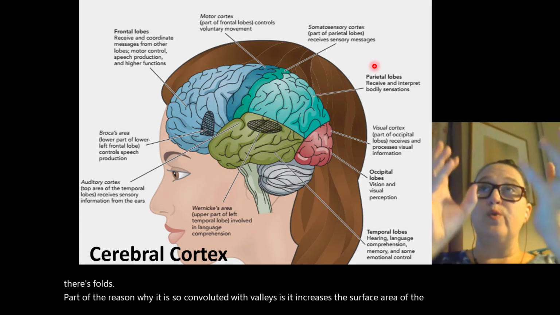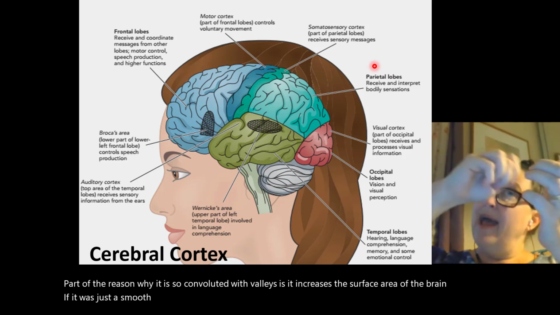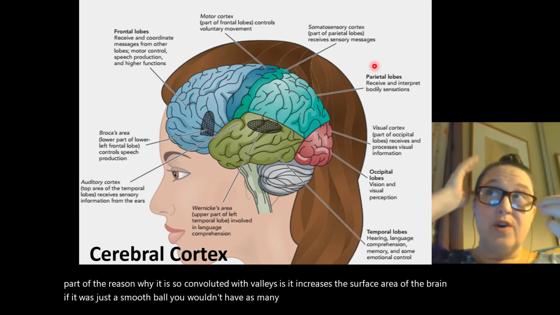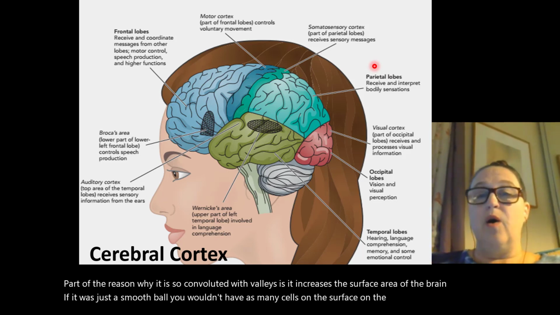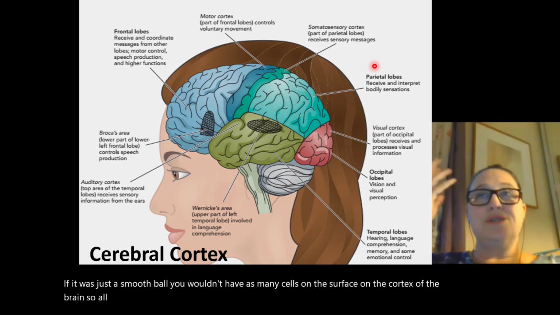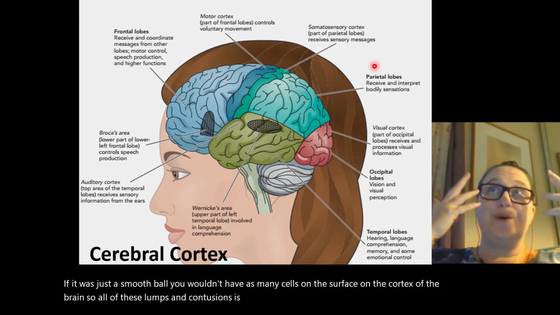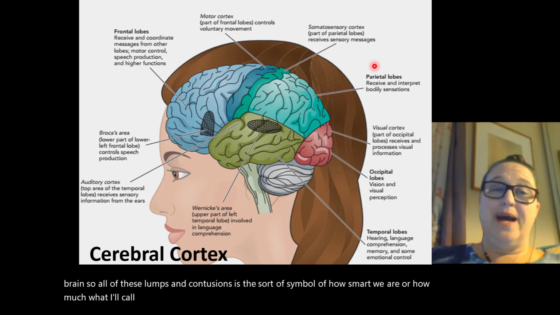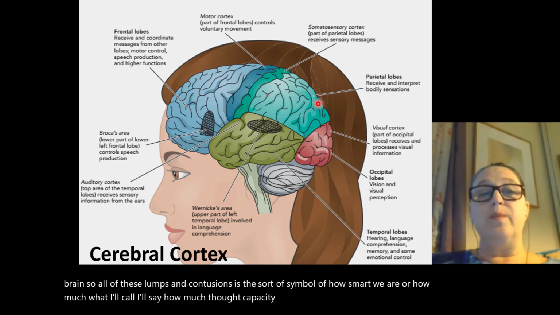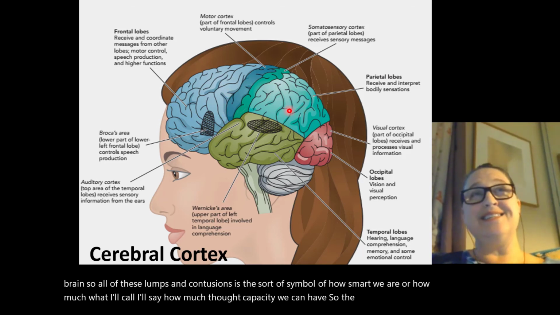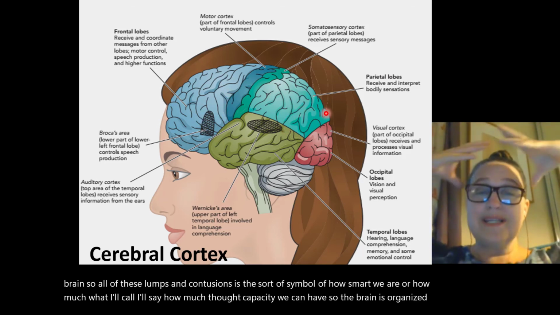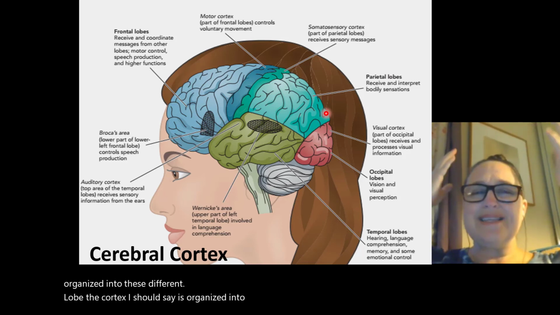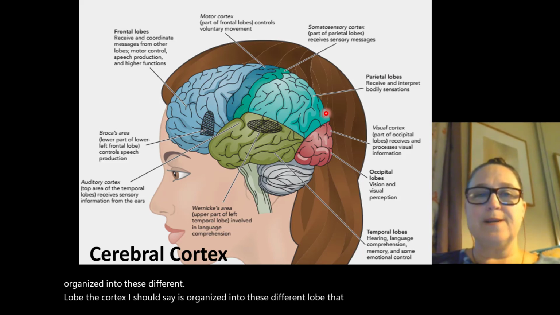If it was just a smooth ball, you wouldn't have as many cells on the surface, on the cortex of the brain. So all of these lumps and contusions is a sort of symbol of how smart we are, or how much thought capacity we can have. So the brain is organized into these different lobes. The cortex, I should say, is organized into these different lobes that basically serve different purposes.